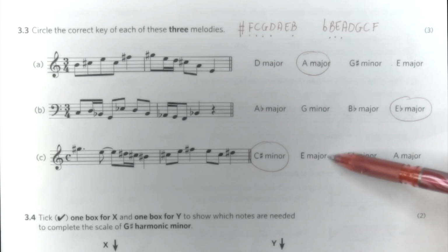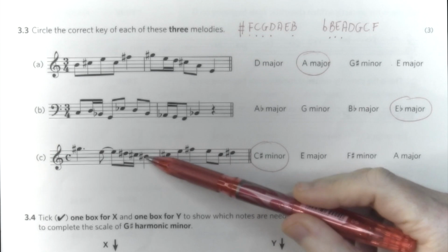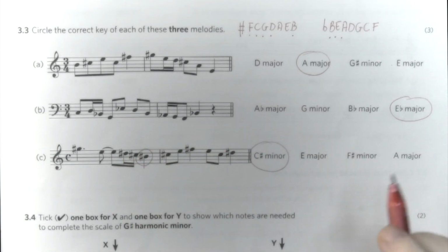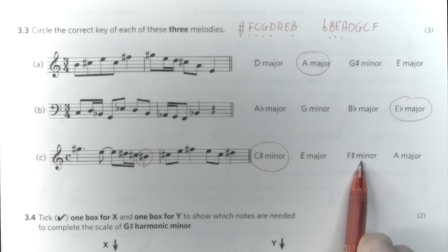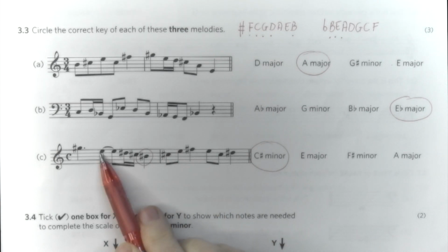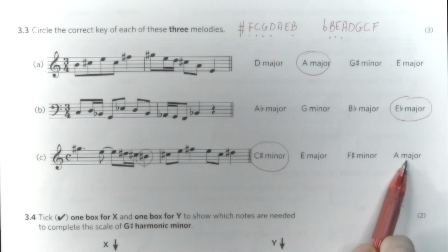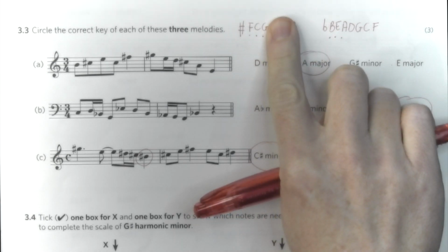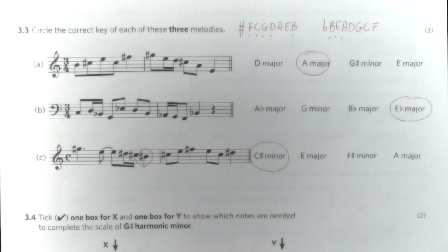So it can be E major because we have B sharp, which is the leading note, and I circle it. It can be F sharp minor because F sharp minor would have had E sharp, the leading note. And it can be A major because A major has only 3 sharps. Sorted.